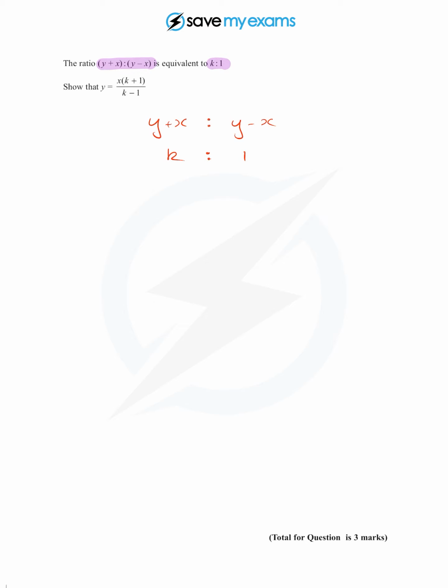Well, there are a couple of ways of doing it, but it seems pretty obvious that the best way to do it is to say, well, hang on, y plus x over k must be y minus x over 1, because they're ratios, and so the scale factors will be the same, and we can say y plus x over k is equal to y minus x over 1. So we've made an equation, and now all we need to do, he said, all we need to do is rearrange it into y equals.